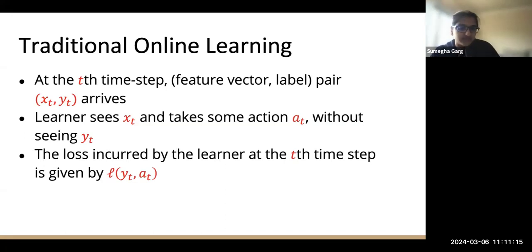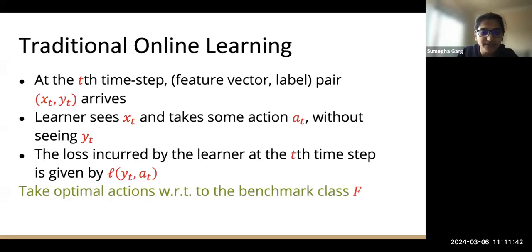We can think of actions as predictions, or it can be a more generalized form of predictions. But we want to do it in the online fashion. That is, at every time step we get a feature vector, and then we want to predict then and there what is the probability of yt, or what action would be optimal to take. So as in loss minimization, again we want to have a benchmark class capital F, and we want to take optimal actions with respect to this benchmark class.